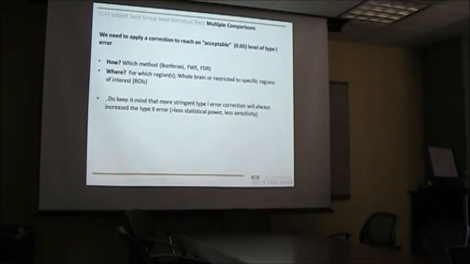I think to keep in mind, and I guess this is familiar to everyone, is that there's always a cutoff. The more stringent, the more strictly you want to correct for type 1 error, it will always increase your type 2 error. I hope people are familiar with that concept, right? So there's always a trade-off here.